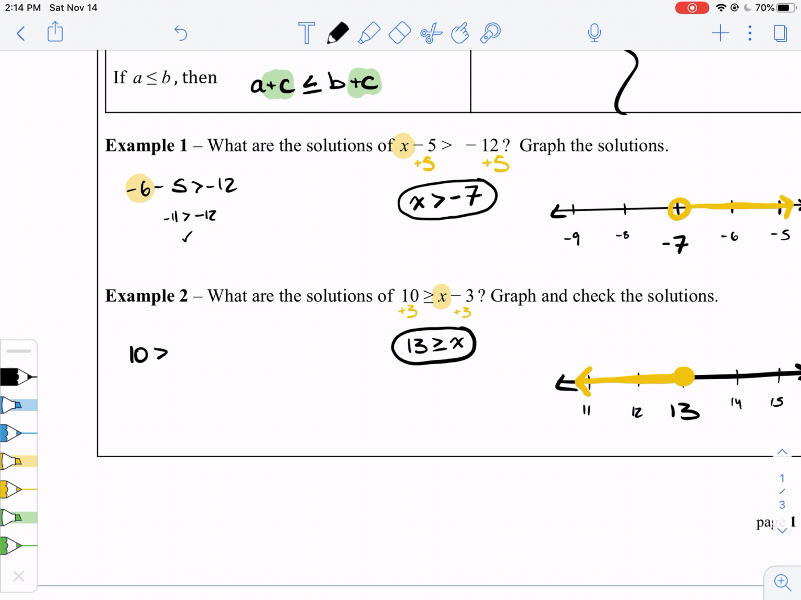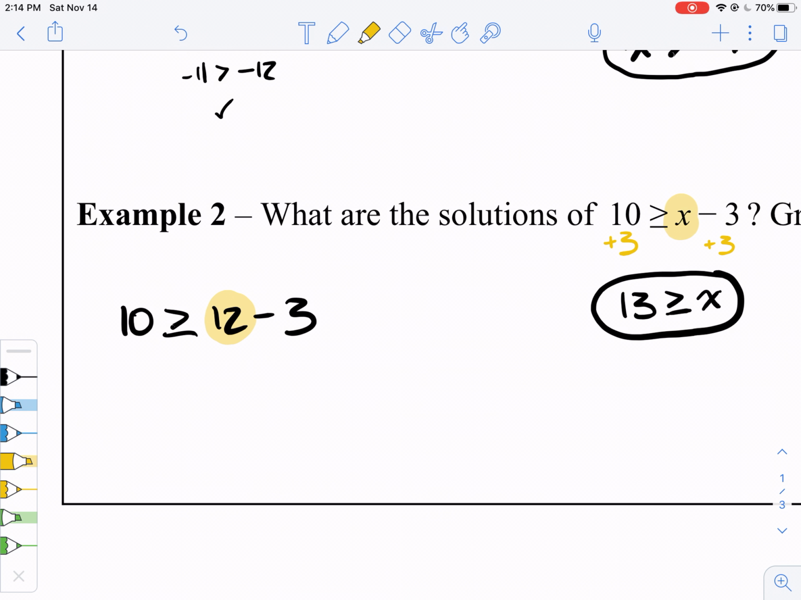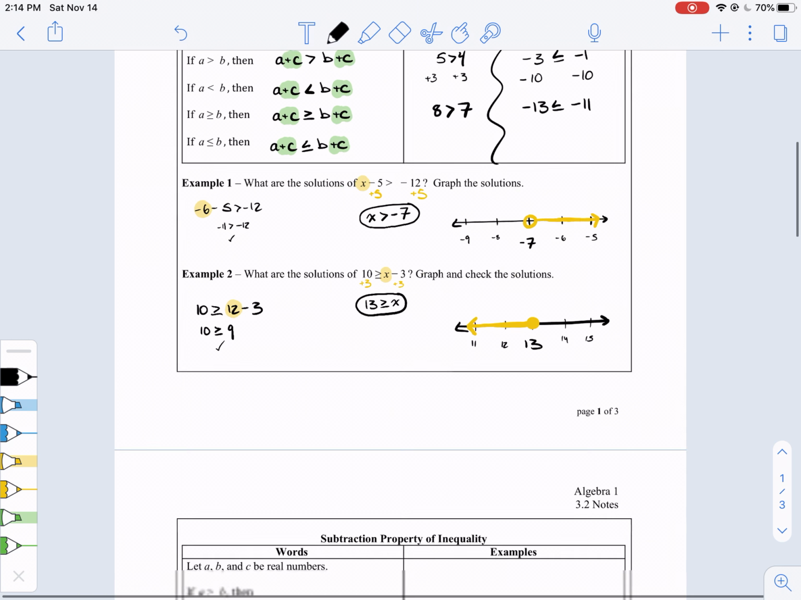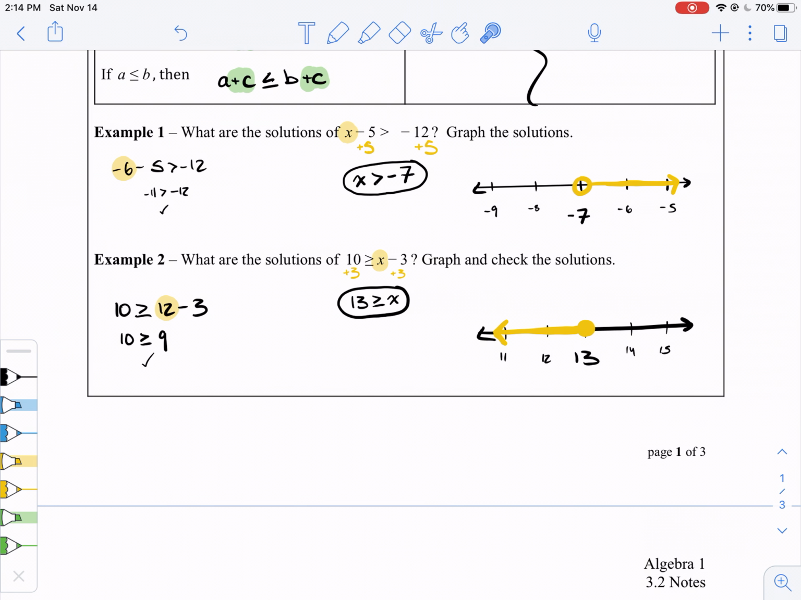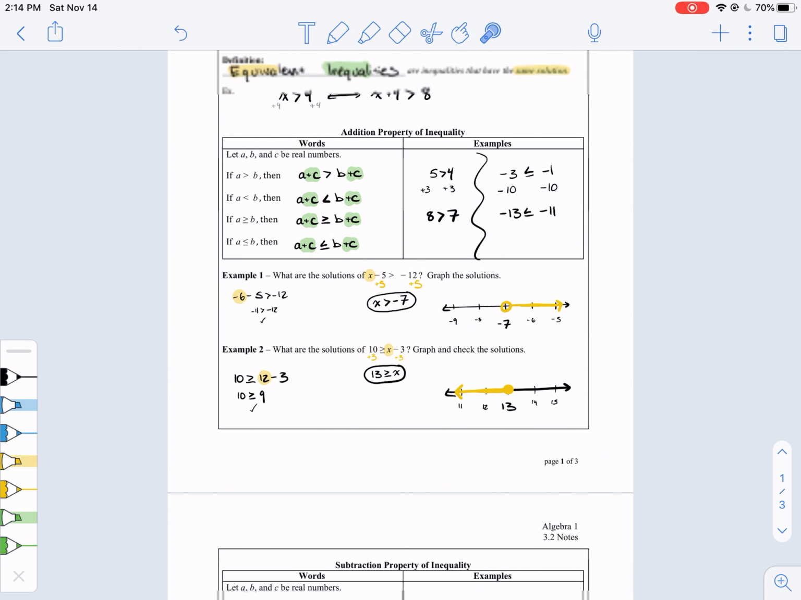That 10 is greater than or equal to 12 minus... I did the next step in my head already. 12 minus 3, we're plugging in 12 for x. Well, 10 greater than or equal to 12 minus 3 is 9. Is 10 greater than or equal to 9? Yes, indeed. So any number 13 or smaller will work here. Okay, so that's using addition.